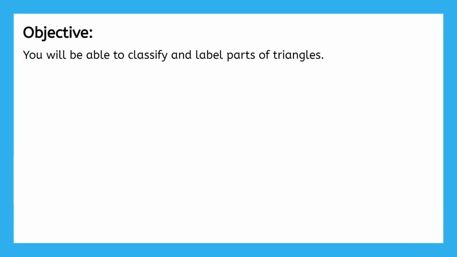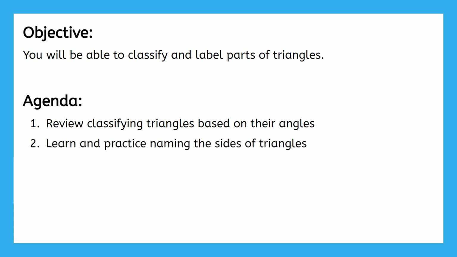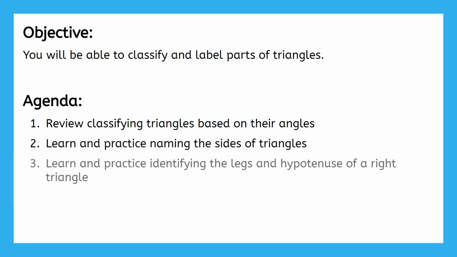By the end of this lesson, you will be able to classify and label parts of a triangle. First, we'll review identifying a triangle's type by its angles. Next, we'll learn and practice naming the sides of a triangle. Finally, we'll learn and practice identifying the legs and hypotenuse of a right triangle.